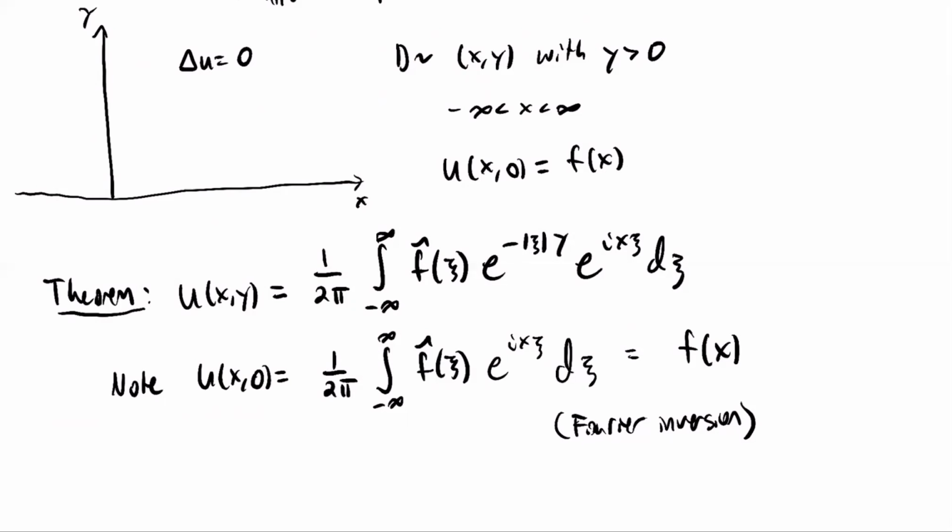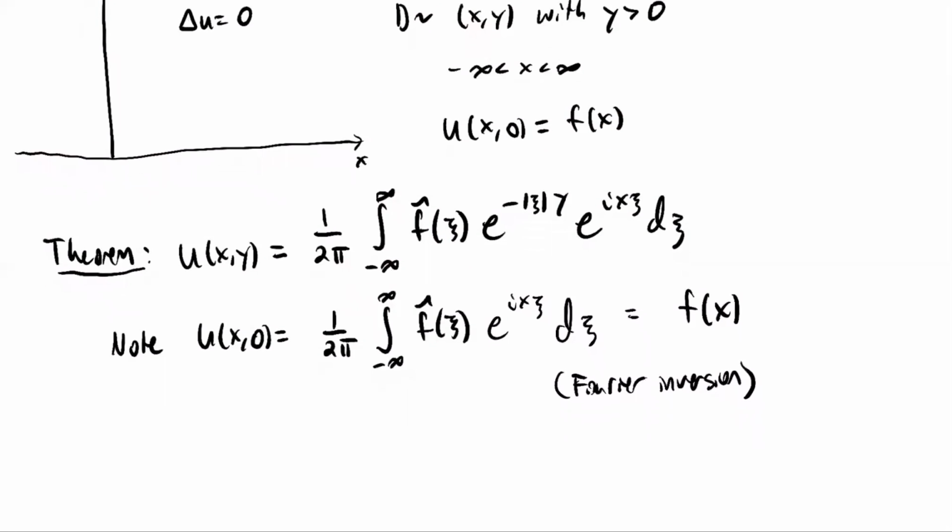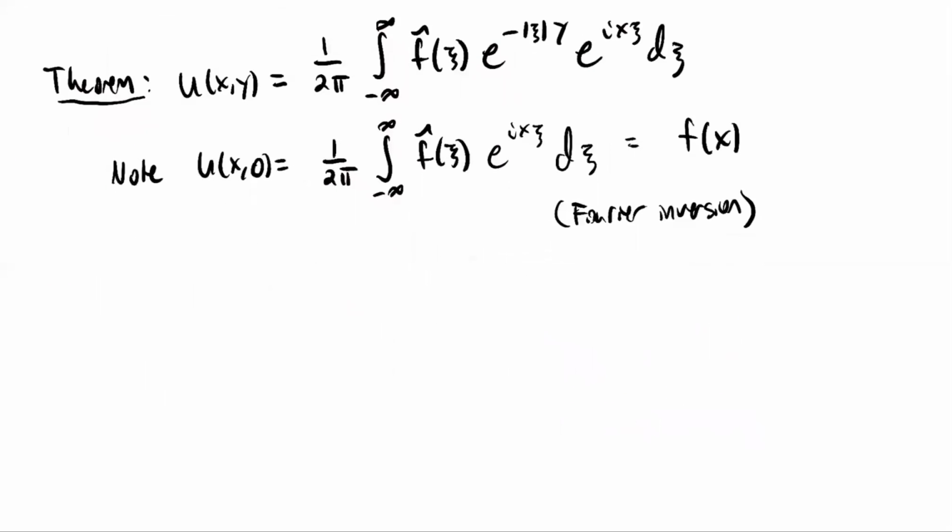Right, and so for a lot of purposes, it's nice to have this formula, but maybe the Fourier transform of the initial state or the initial data f is hard to calculate. Is there a way to simplify this formula a little bit, maybe to get something that involves the original function f rather than its Fourier transform? And it turns out that this is the case, and so this is what I want to discuss now.